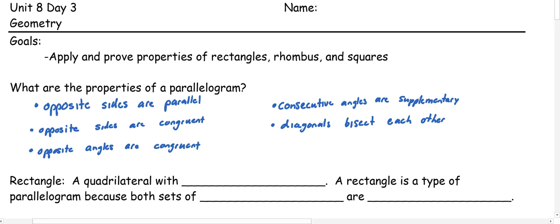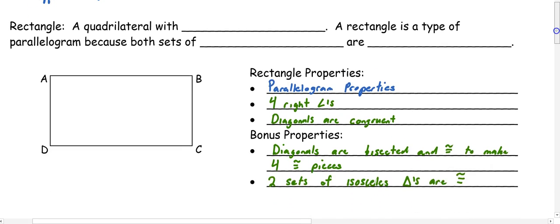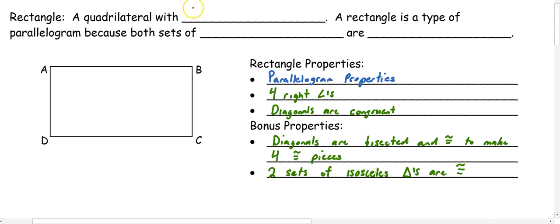So the first shape we're going to look at that's a new shape is a rectangle. A rectangle is a quadrilateral with four right angles. A rectangle is a type of parallelogram because if we have four right angles, then our opposite angles are congruent. Because if they're both 90 degrees, they're going to be congruent to each other. So the properties of rectangles, they still have all the parallelogram properties, and then they add two more properties.